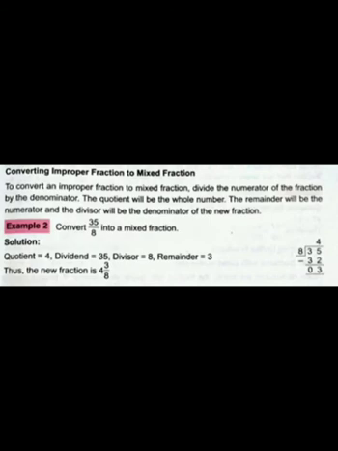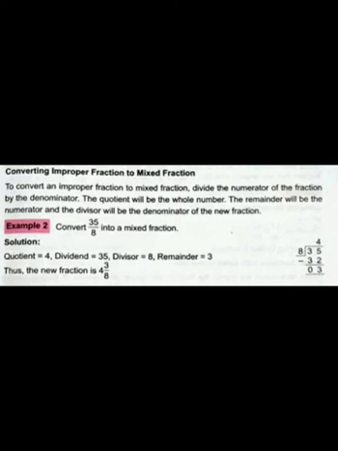Converting improper fraction to mixed fraction. We know what is an improper fraction and mixed fraction. Improper fraction: numerator is greater than denominator. We will convert it to a mixed fraction. In the example, we have 35 by 8.